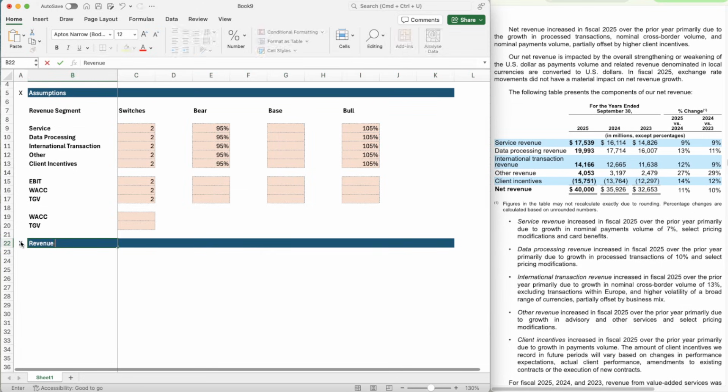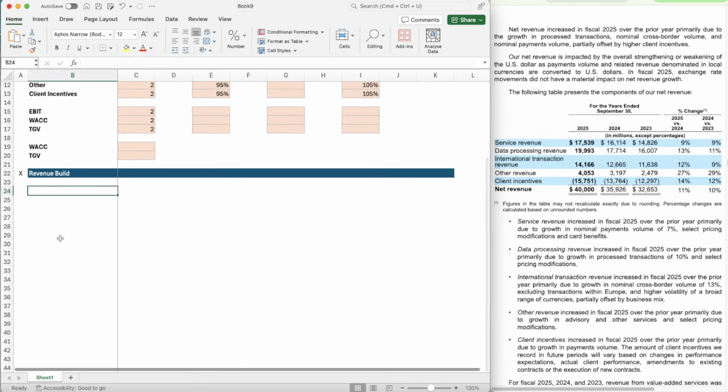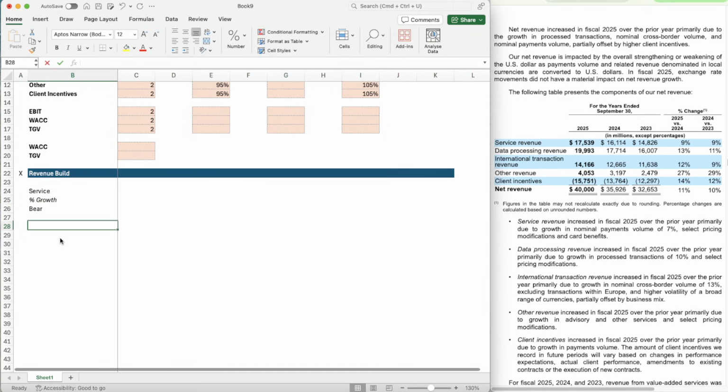Now we're going to go into the revenue build. This is the first part of the DCF that we'll do. So equals, I think it's B10. Percentage growth. We want the bear, base, bull. It is good to know what each segment is as a percentage of revenue too.